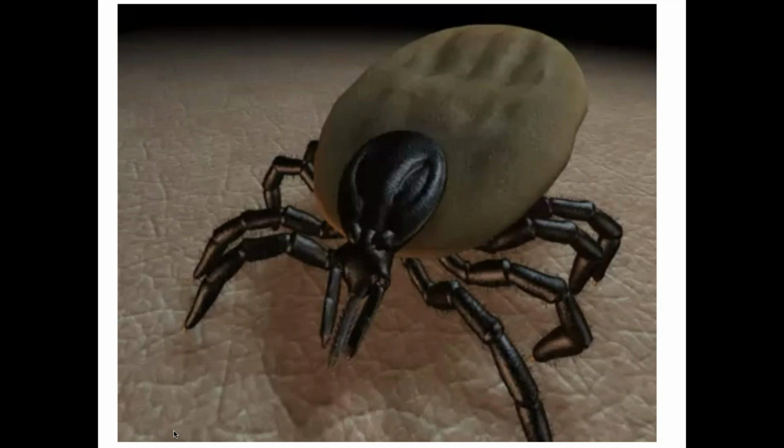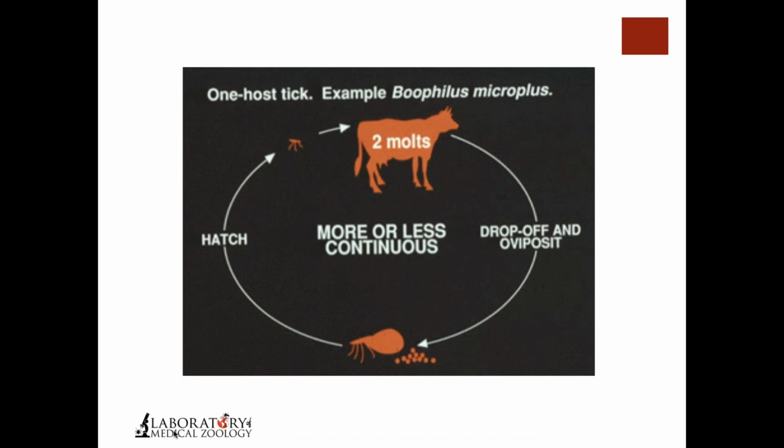So different species of ticks have different life histories. And one of the ways that we distinguish the different tick species is by the number of hosts that they're associated with. So some ticks, for example, Boophilus microplus, not a deer tick, are associated with a single host. The upshot is that that tick will feed on, in this case, a cow or cattle, all three of its life stages, as a larva, as a nymph, and as an adult.